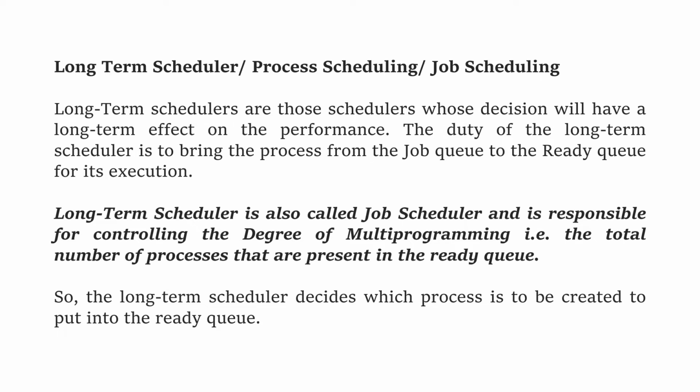This is also known as the job scheduler and is also responsible for controlling the degree of multiprogramming, that is, the total number of processes that are present in the ready queue. So the long-term scheduler, we can say, decides which process is to be created and put in the ready queue.